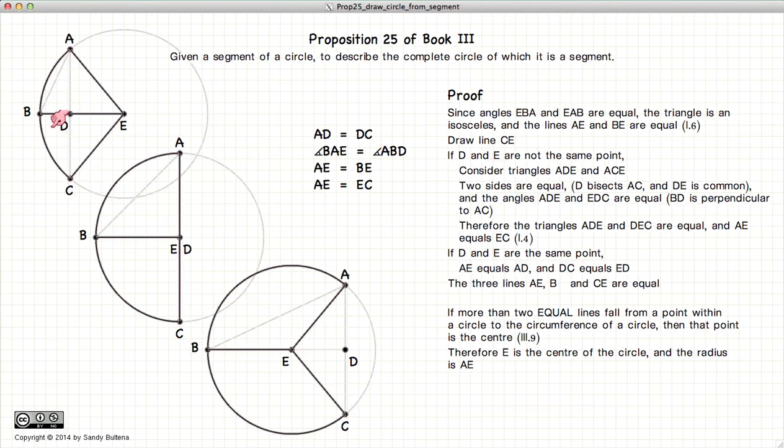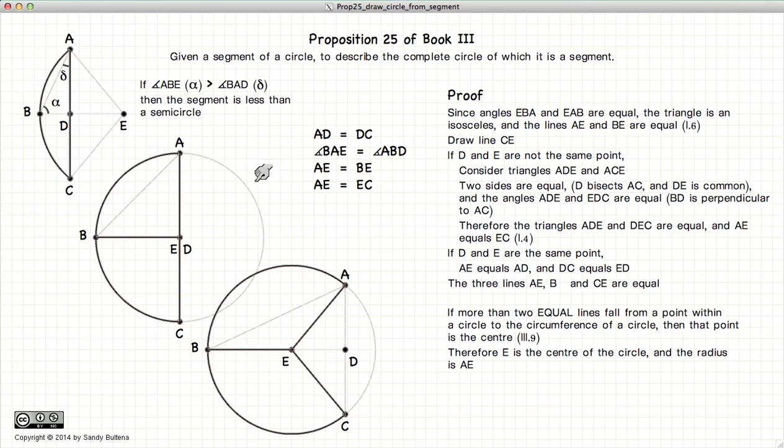So here we have described our circle, or the radius of the circle and the center, which is enough to describe a circle. But Euclid goes a little bit further and also notes that if this angle here, ABE or alpha, is larger than BAD or delta, then this circular segment is less than a semicircle because the center of the circle is outside of the segment.